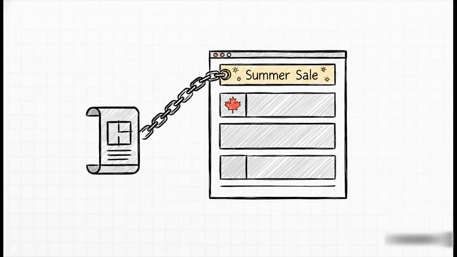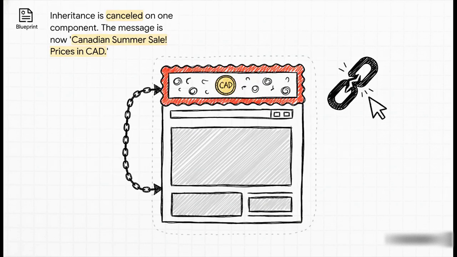Here's our Canadian site. It's a live copy. It's pulling in all the content from the main blueprint, including this nice global summer sale message. Everything is perfectly in sync. But that word global, it doesn't really feel very personal for the folks in Canada, does it? And this brilliantly illustrates the whole point.